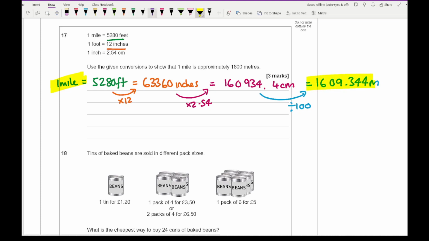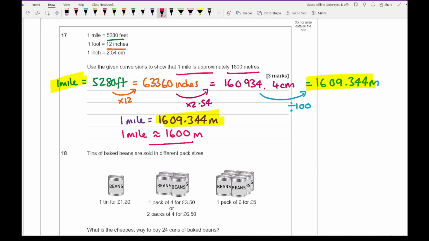Then what I want to do is compare the miles to the conversion of meters. So I get that 1 mile is equal to 1609.344 meters. I then want to round this to, let's say, two significant figures. So 1 mile is approximately 1600 meters, and there I've shown what they wanted me to show.